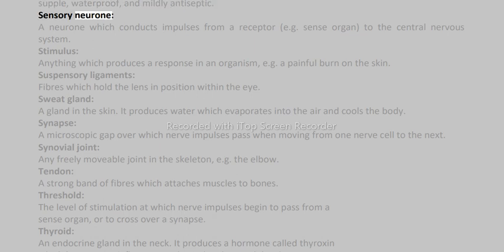Sensory neuron. A neuron which conducts impulses from a receptor, e.g. sense organ, to the central nervous system. Stimulus, anything which produces a response in an organism, e.g. a painful burn on the skin. Suspensory ligaments, fibers which hold the lens in position within the eye. Sweat gland, a gland in the skin. It produces water which evaporates into the air and cools the body.